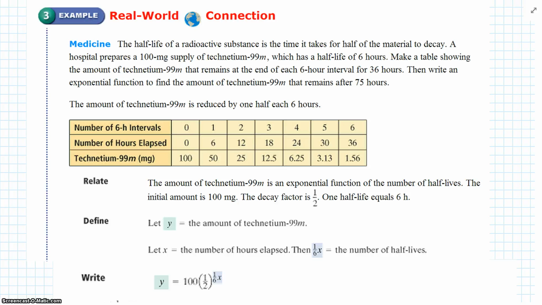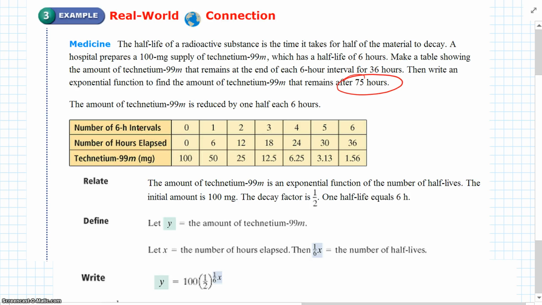The half-life of a radioactive substance is the time it takes for half the material to decay. The hospital prepares 100 milligrams of technetium-99m, which has a half-life of only 6 hours. Make a table showing the amount of technetium used after each 6-hour interval for 36 hours. Then write an exponential function for after 75 hours. So understand this: it is reduced by half each 6 hours.